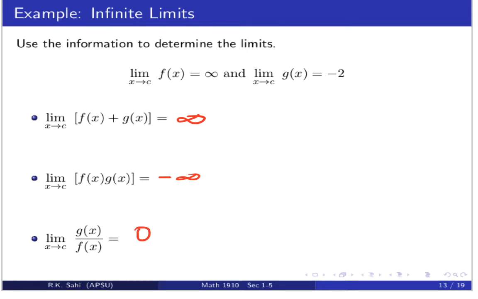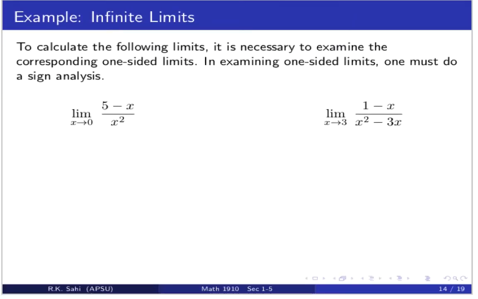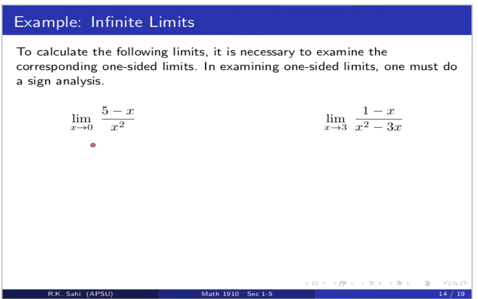Now, let's look at another set of examples. We would like to calculate the following limits, and remember, because you're going to have some unboundedness, when you do these limits you have to make sure that you're doing the one-sided limits, and in examining these we will be using a sign analysis. That's going to make our life very simple. Otherwise it's going to be very tedious to find the limit. I'm going to show you what it means.